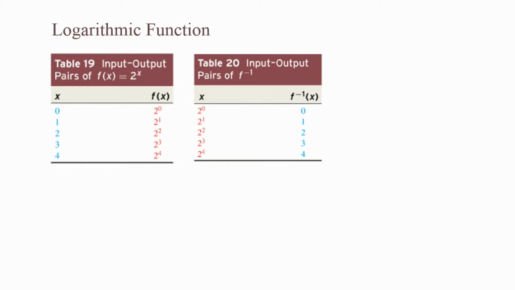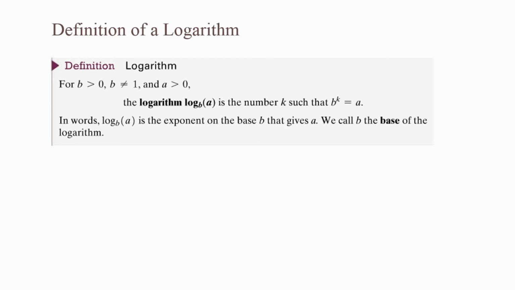So the inverse function takes the answer and asks what was the exponent to start with. That is what a logarithmic function does. Definition of a logarithm. For b greater than 0, b does not equal 1, and a is greater than 0, the logarithm log base b of a is the number k such that b to the k equals a. In words, log base b of a is the exponent on the base b that gives a.